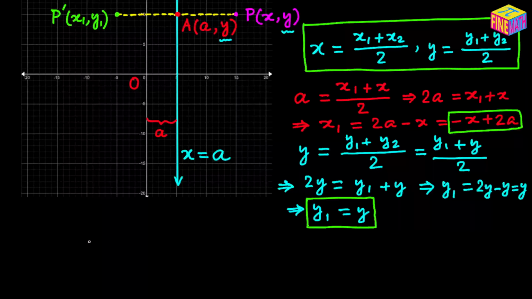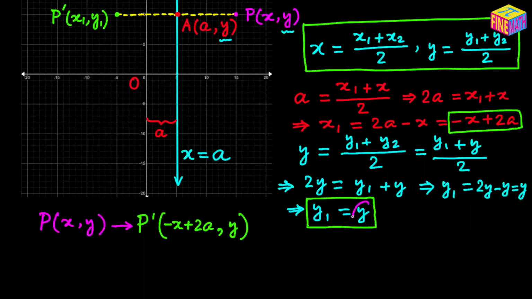So if our original point was P, whose coordinates were x comma y, and its image we call P prime, then P prime's coordinates would be: the x coordinate is negative x plus 2 times a, comma, and what is the y coordinate? The y coordinate will be the same as the y coordinate of the original point, right? That's exactly what we see here.